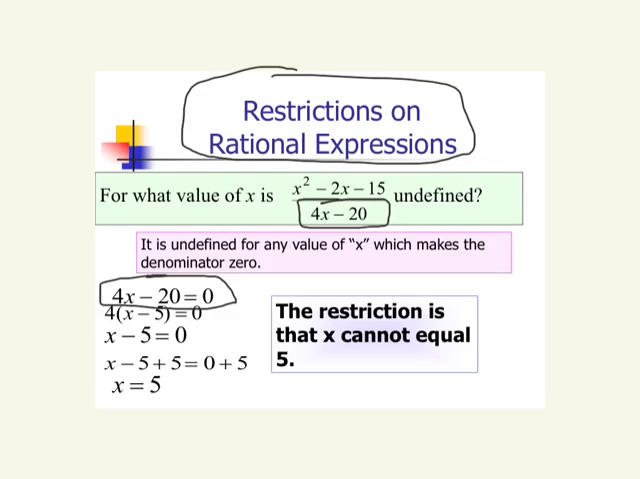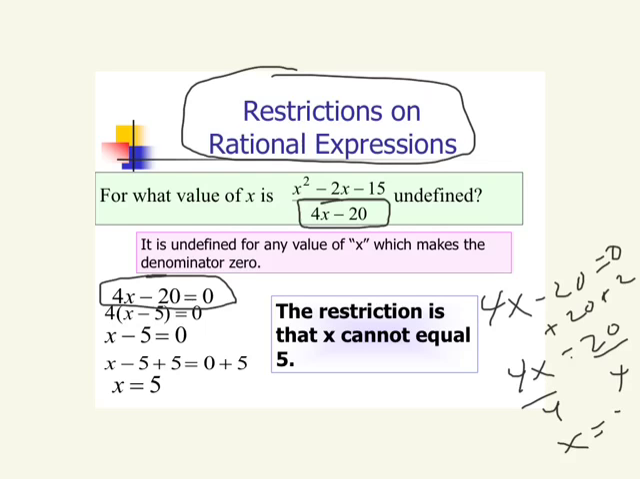And again, since this was just linear, it wouldn't be necessarily important to factor the 4 out. We could have just set 4x minus 20 equal to 0, added the 20, 4x is equal to 20, divide by 4, and x is equal to 5. And that would have to be the excluded value.